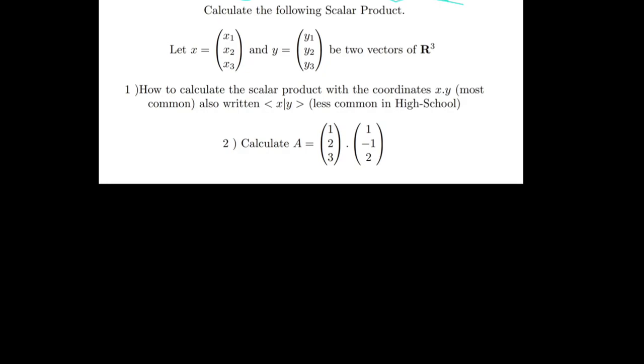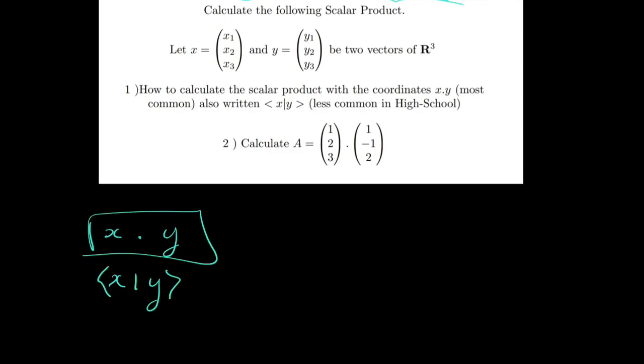A scalar product between two vectors x and y can be written with a dot. We also call it the dot product, but also in this form. This form here will be a lot used in physics and in high school, and this form will be far more used in mathematics when you arrive at university. Here, because you are in high school, we are going to use this form.